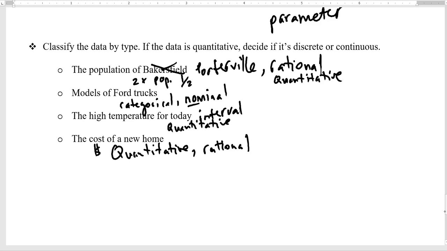Okay. Now the question is discrete or continuous. So I only really need to look at these 3, because they are the quantitative ones. Is the population of Bakersfield, Porterville, right? Discrete or continuous? Can I have 1,000,000.5 people? Can you have a decimal? If you can, we'd say continuous. If you can't, we would say discrete.